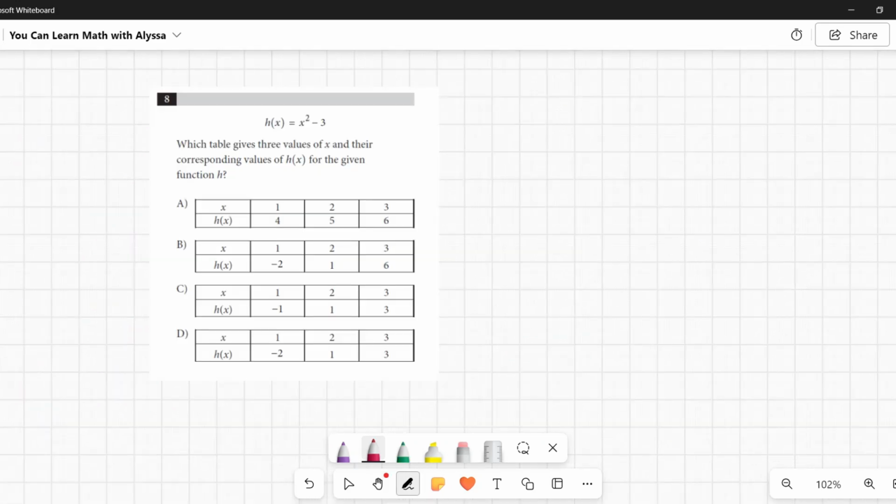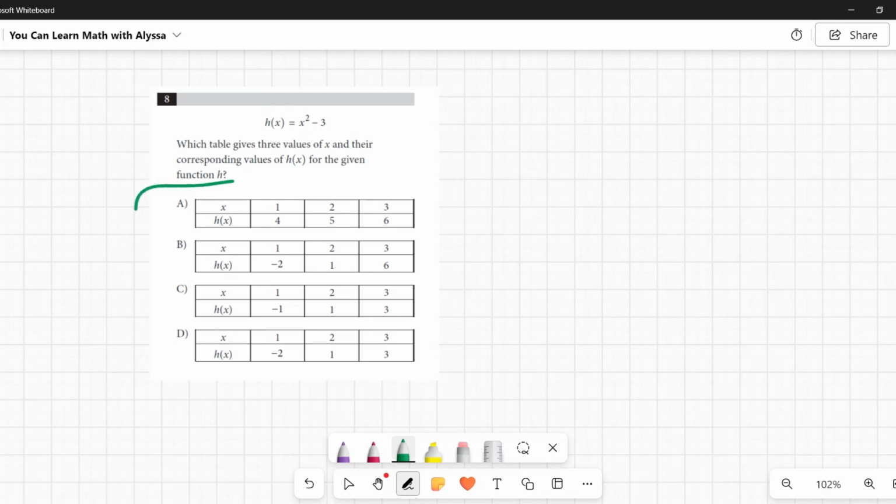Number 8, h of x equals x squared minus 3. Which table gives 3 values of x and their corresponding values of h of x for the given function h? Okay, as we just mentioned in number 7, when we're talking functions, we have x values, usually, that we are plugging in to our function, and we're seeing what results we get after we do all that math. And that result that we get is our h of x.